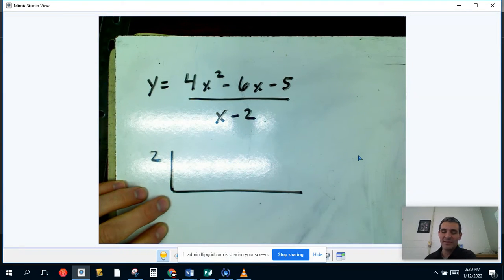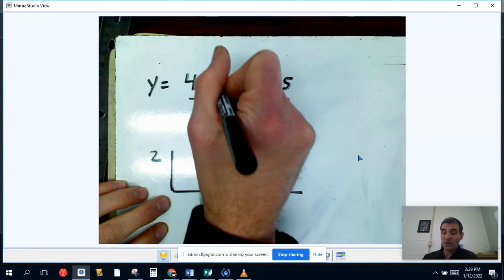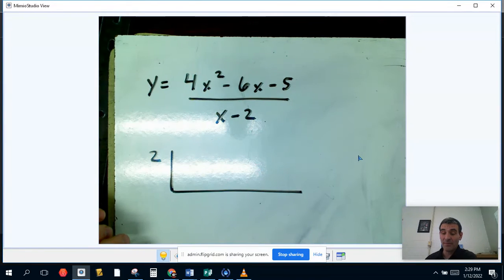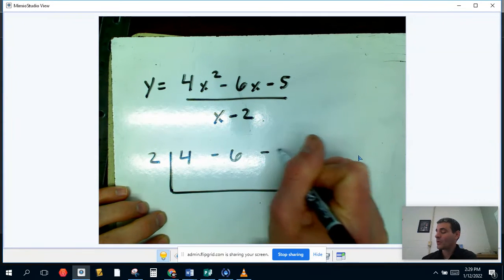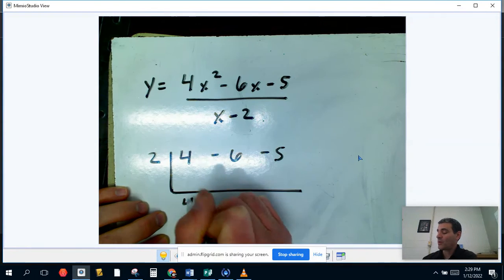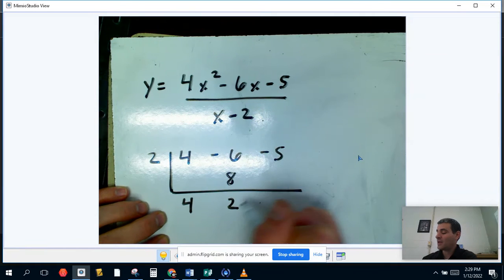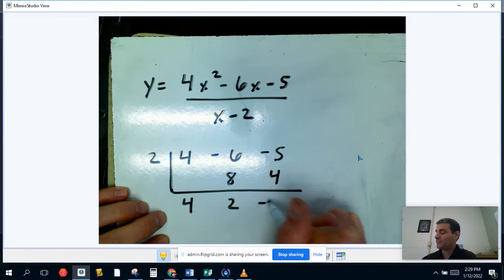Okay, so to find the slant asymptote, first of all, know again, the degree of the top is one more than the degree of the bottom. You want to do synthetic division. The quotient will be your slant asymptote, and you ignore the remainder. So remember in synthetic division, drop the 4, multiply, add, multiply, add.